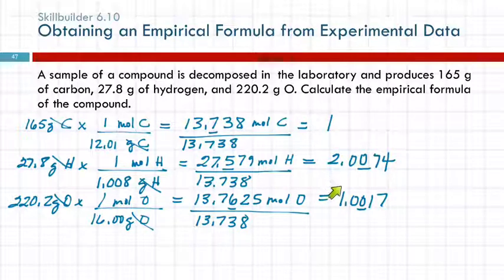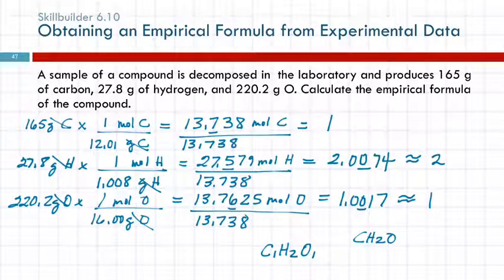These numbers are less than 0.2 away from a whole number. This is very close to 2, so I can round that to 2. And I can round this one to 1. This is the subscript for carbon. This is the subscript for hydrogen. And this is the subscript for oxygen. So it's going to be C1H2O1, but we don't usually write the ones. So we'll write that as CH2O. That's the empirical formula, the formula derived from experiment for that compound. Any questions?